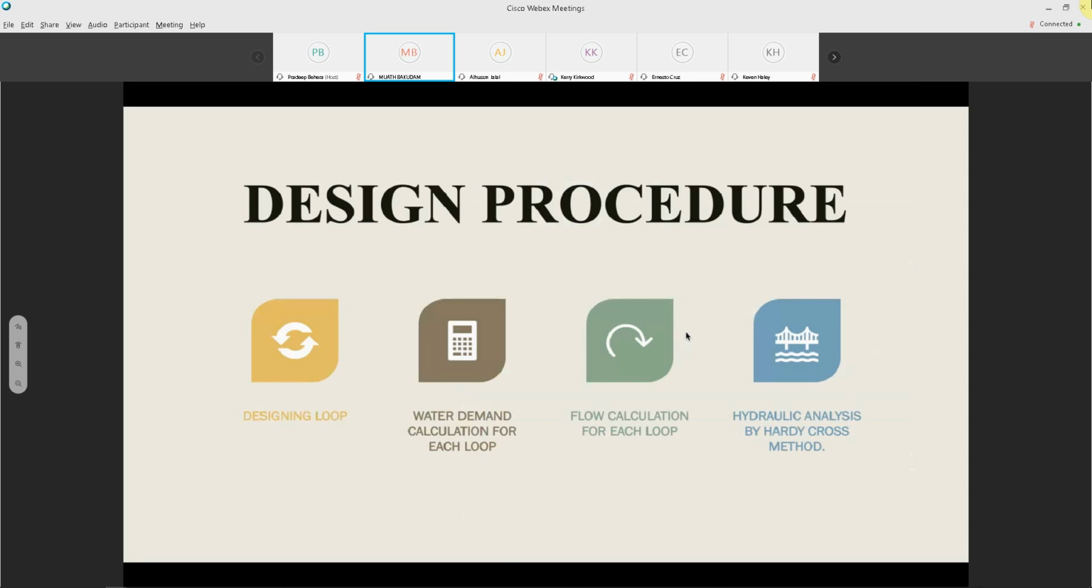Next slide, it's about design procedure. First, we have to design our loops, then we have to calculate each loop individually. And third step, we have to calculate our flow in each loop. Last step, hydraulic analysis by the HEC-RAS method. Next, please.